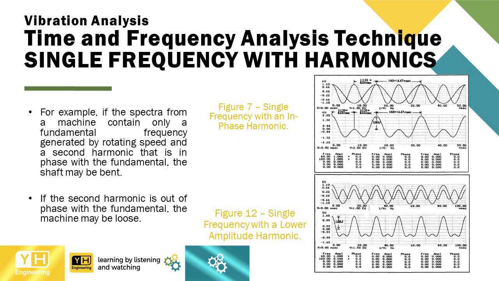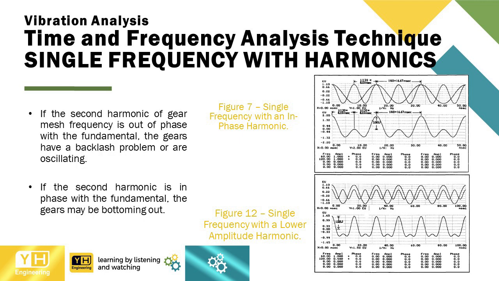For example, if the spectra from a machine contain only a fundamental frequency generated by rotating speed and a second harmonic that is in phase with the fundamental, the shaft may be bent. If the second harmonic is out of phase with the fundamental, the machine may be loose. If the second harmonic of gear mesh frequency is out of phase with the fundamental, the gears have a backlash problem or are oscillating. If the second harmonic is in phase with the fundamental, the gears may be bottoming out.